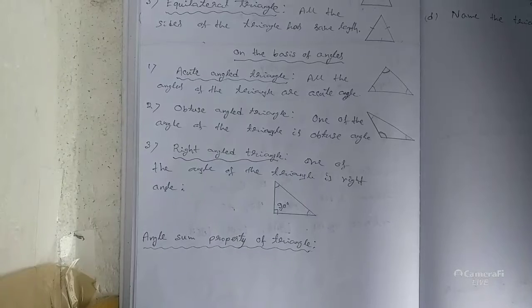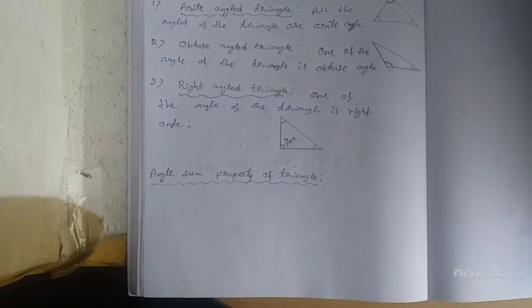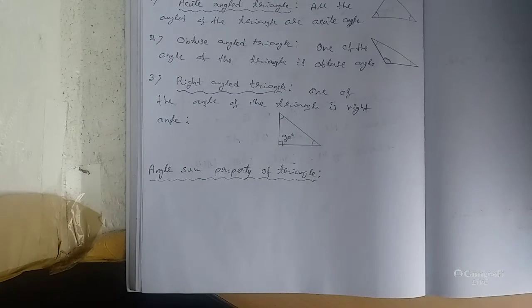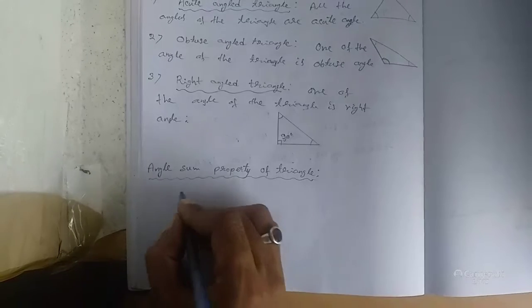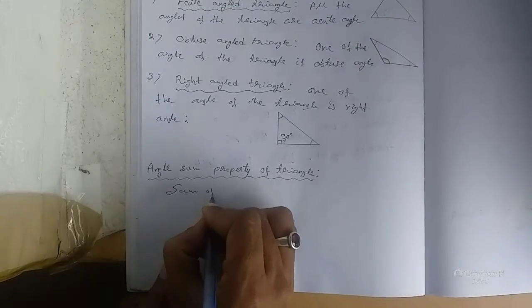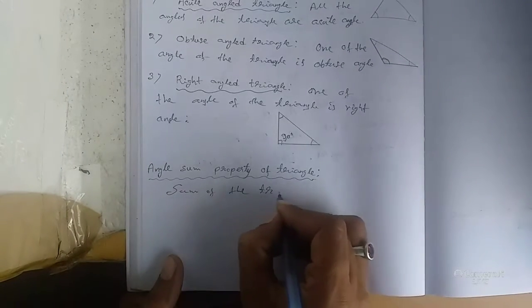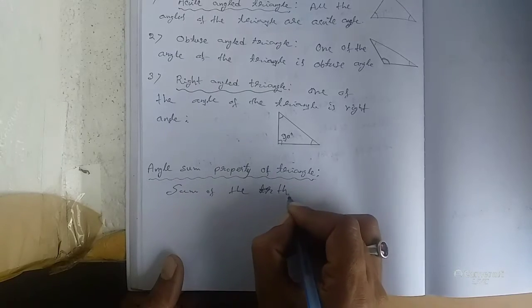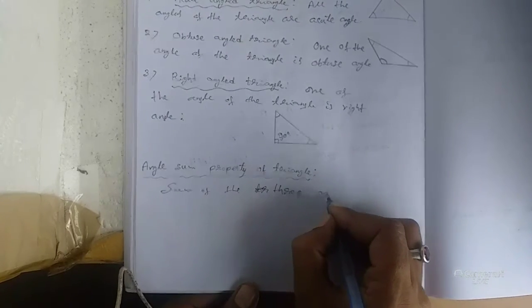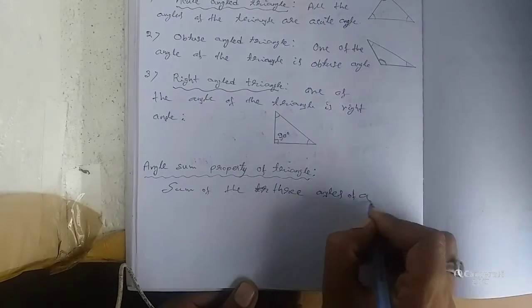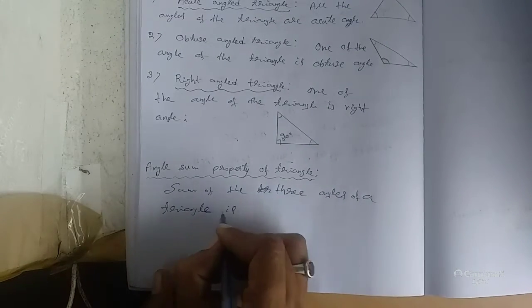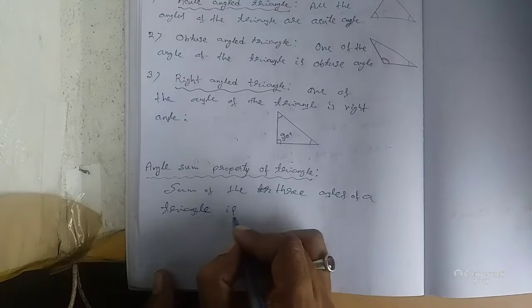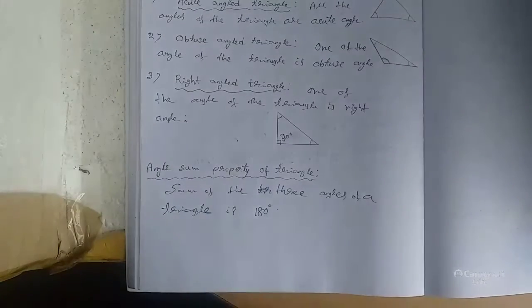Now, there is a property of triangles on angle sum. What is the angle sum property? This is saying that the sum of the three angles of a triangle is exactly 180 degrees. The property is saying the sum of the three angles of a triangle is 180 degrees.